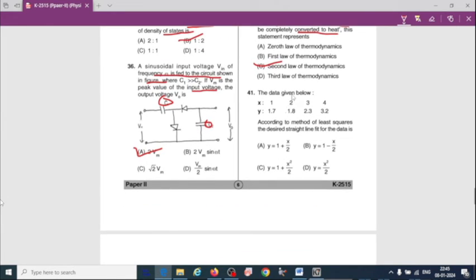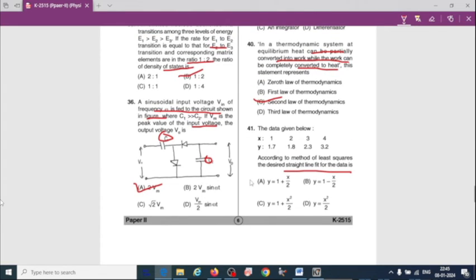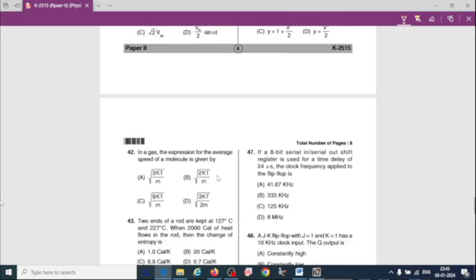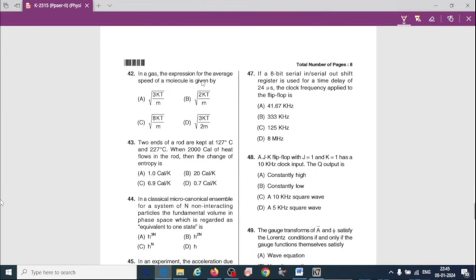The data given below, x and y, according to the method of least square fitting, the straight line fit for the data is option A, y is equal to 1 plus x divided by 2. In a gas, the expression for the average speed of molecules is given by, this is a grace mark.